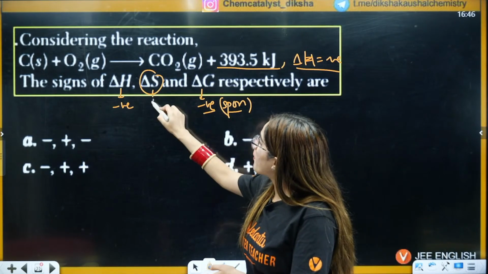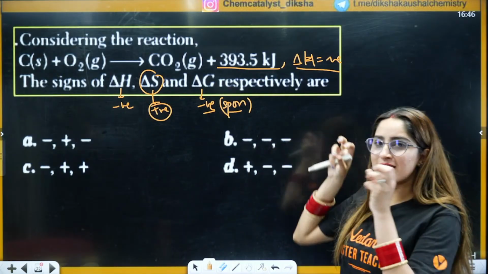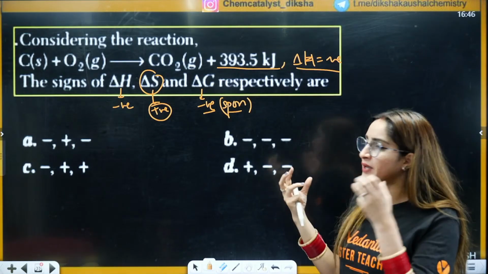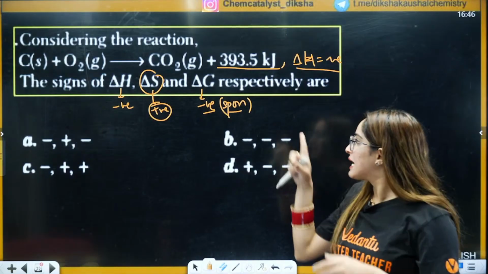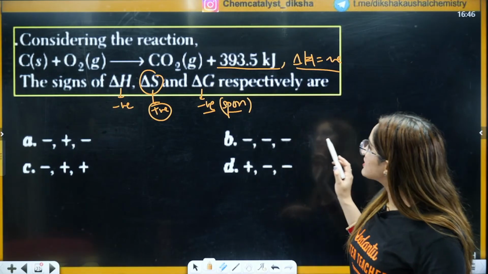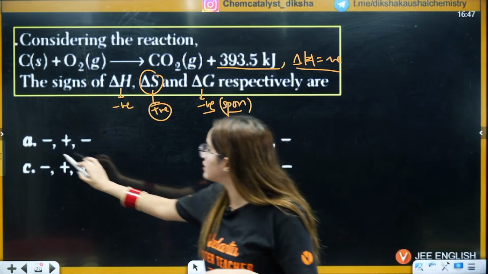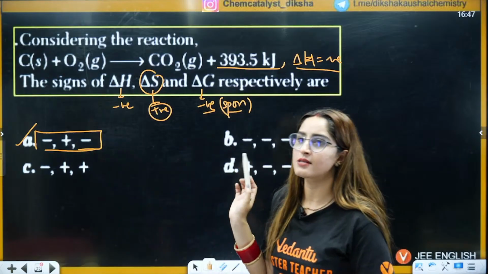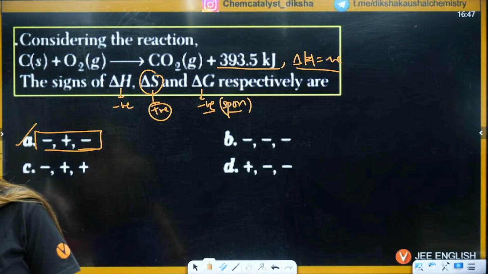So that is why delta G is also negative. Entropy, randomness, is positive here. In combustion, entropy is positive because different molecules are combining together. So the answer will be delta H is negative, delta S is positive, delta G is negative. So A is the correct answer here. This is a direct fact-based question, okay?